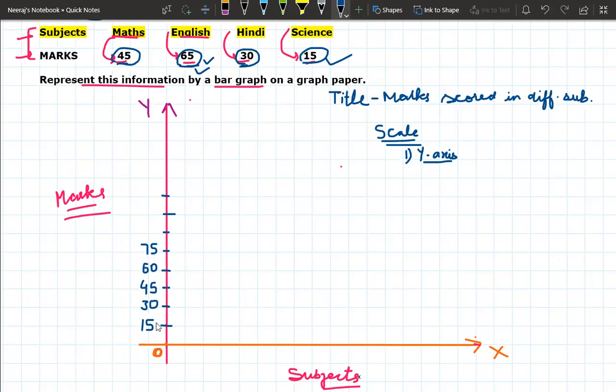So as you can see, from 0 to 15 it is a gap of 15, and from 15 to 30 there is also a gap of 15, and from 30 to 45 there is also a gap of 15, and 45 to 60 there is also a gap of 15, and again you are getting the gap of 15.